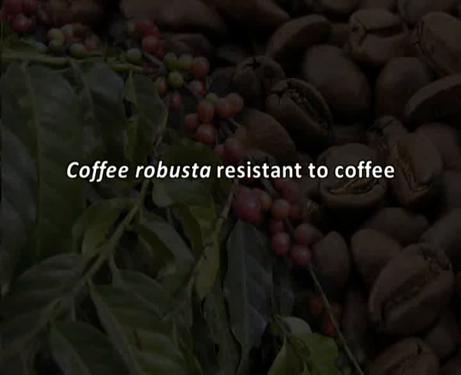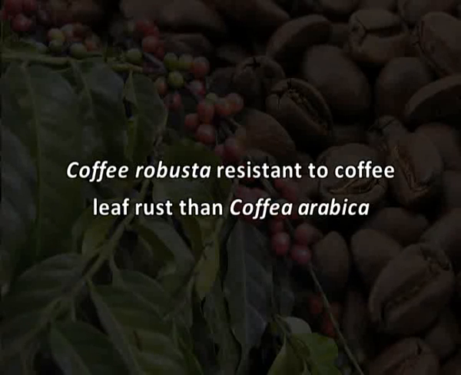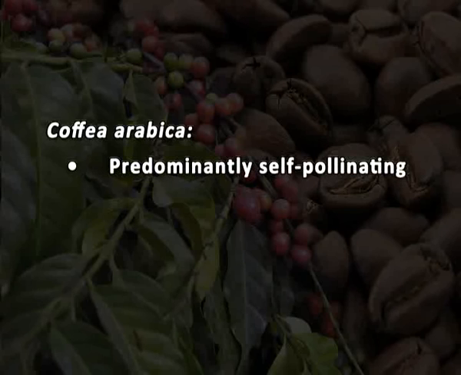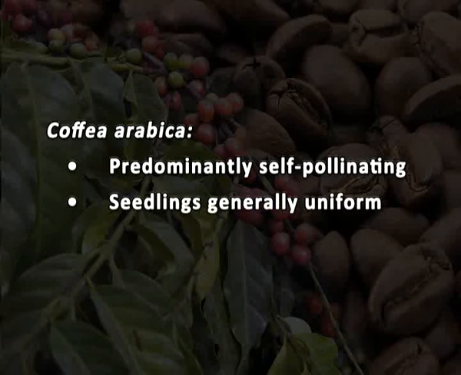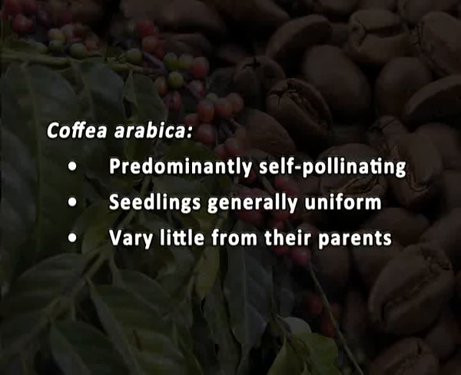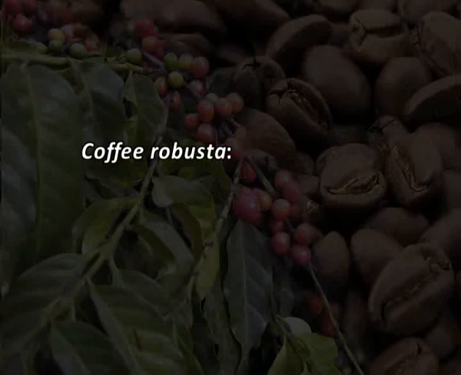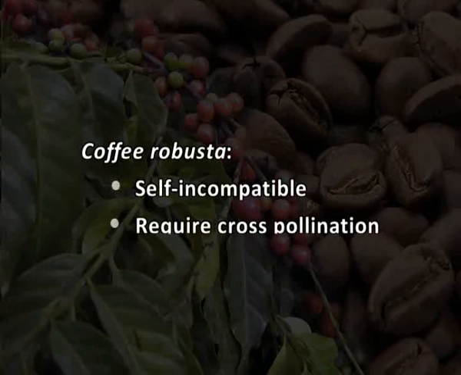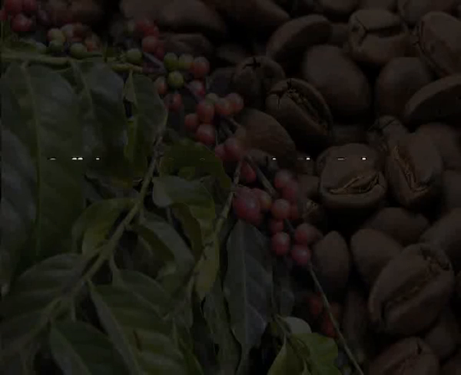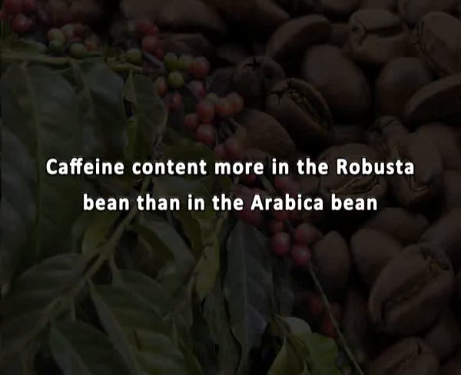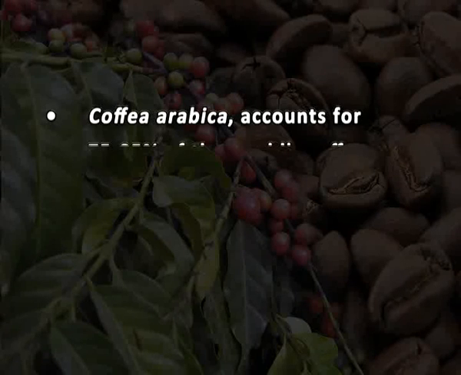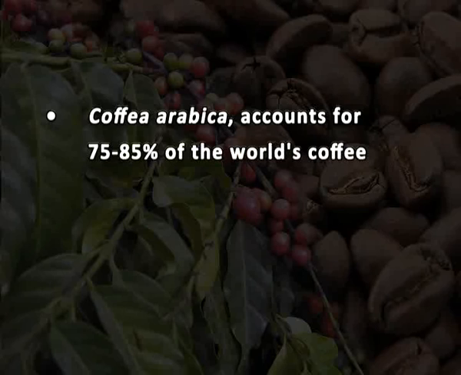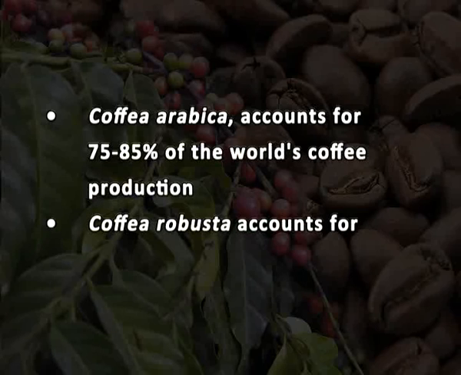Coffea robusta is more resistant to the devastating coffee leaf rust than Coffea arabica. Coffea arabica is predominantly self-pollinating, and thus the seedlings are generally uniform and vary little from their parents. In contrast, Coffea robusta are self-incompatible and require cross-pollination. Also, the caffeine content in the Robusta bean is more than in Arabica coffee. Coffea arabica accounts for 75 to 85% of the world coffee production, while Coffea robusta accounts for about 20%.